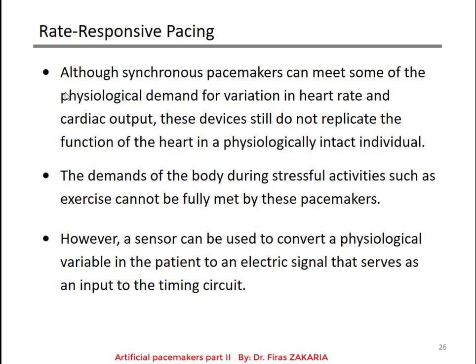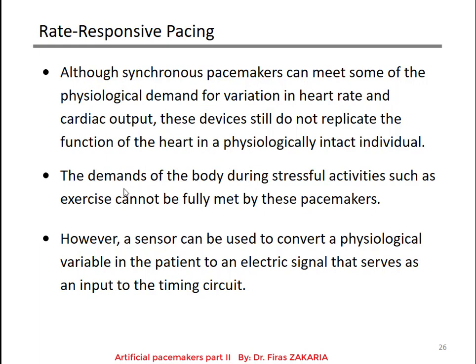Rate responsive pacing is another method. We saw before that synchronous pacemakers can meet some of the physiological demand for variation in heart rate and cardiac output. But these devices still do not replicate the function of the heart in a physiologically intact individual. They generate pulses, stimulus to the heart to beat in a normal way, but they do not replicate the function of the heart 100%.